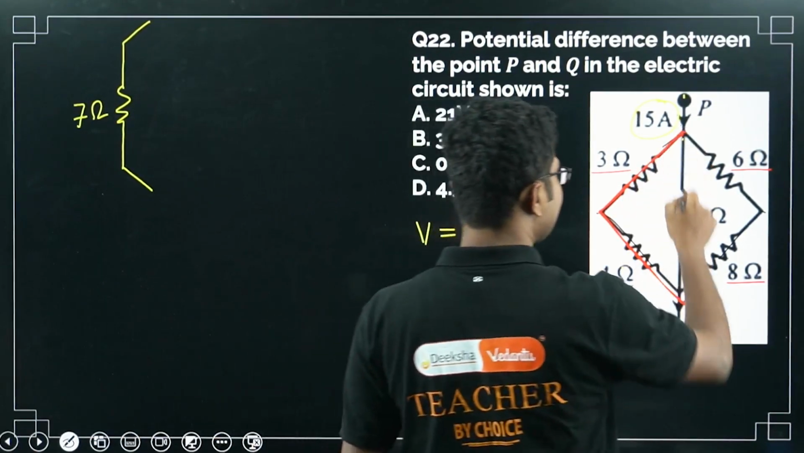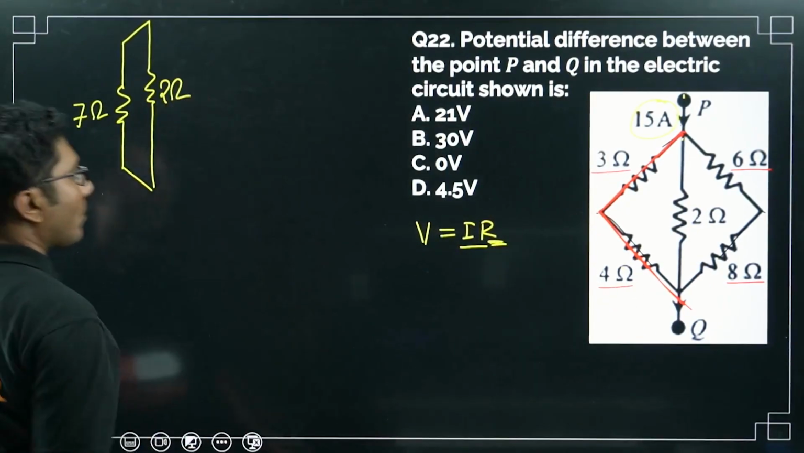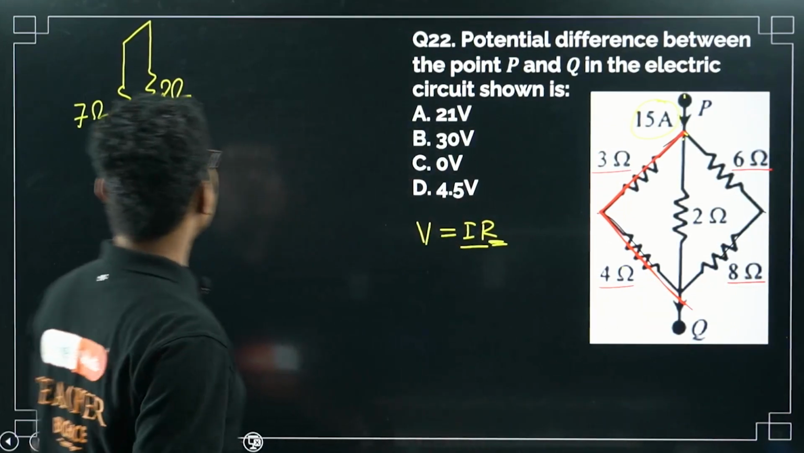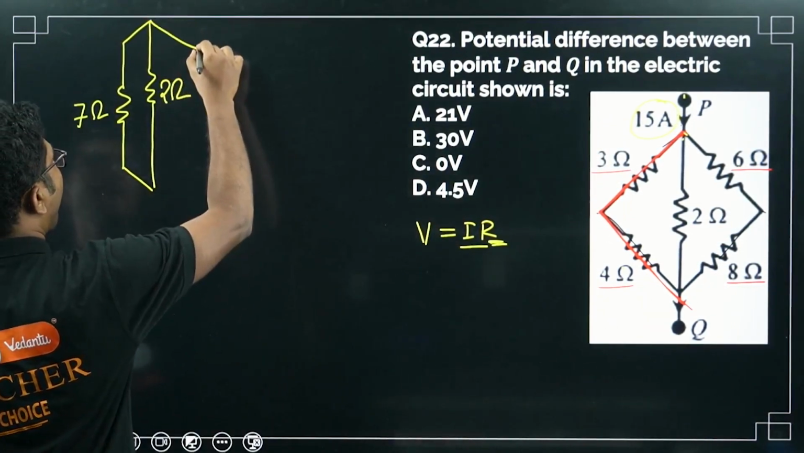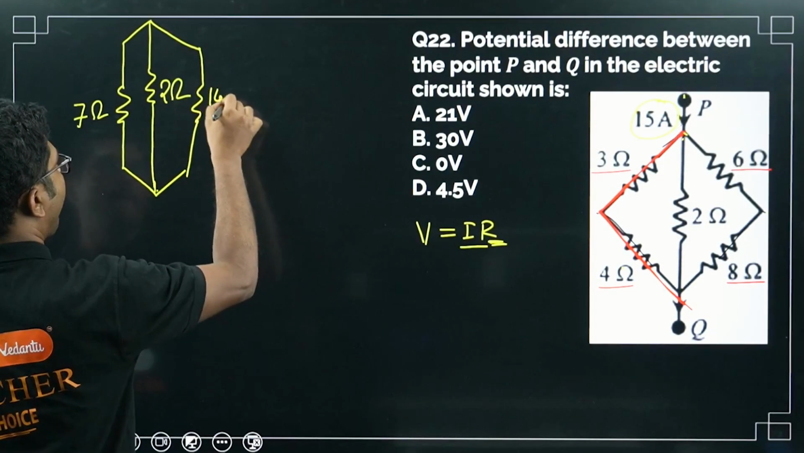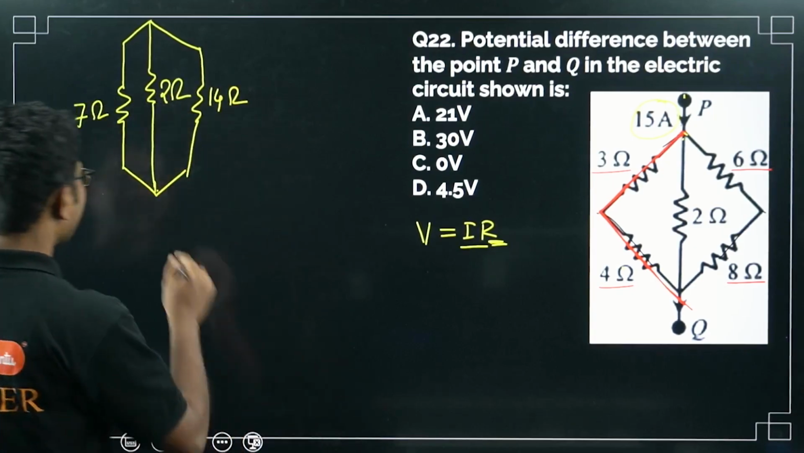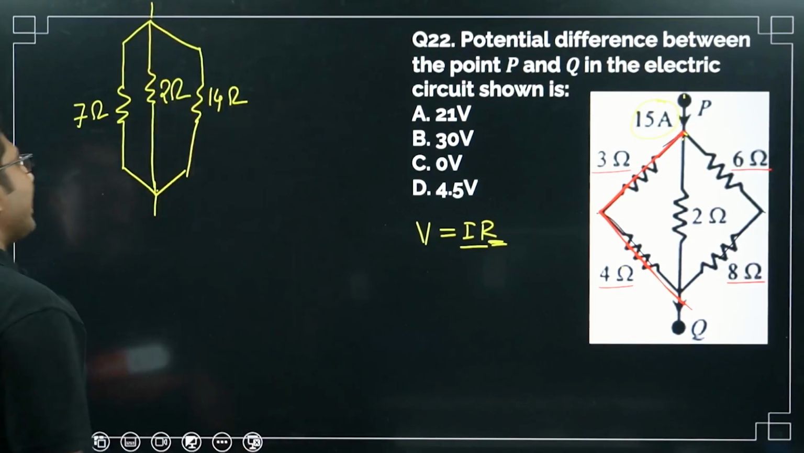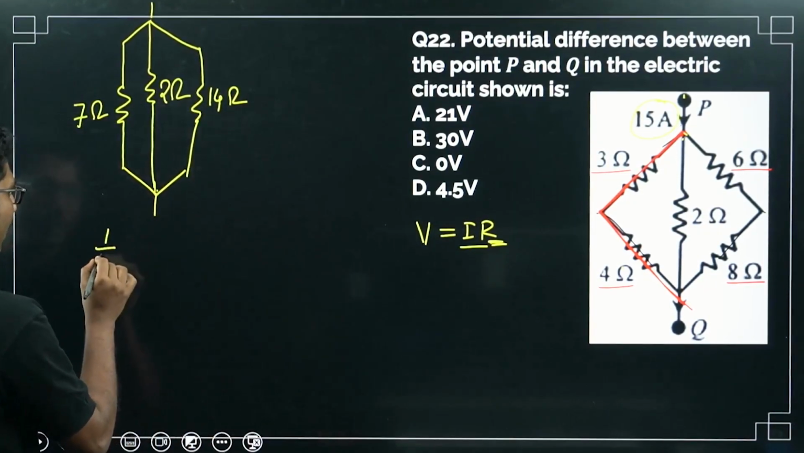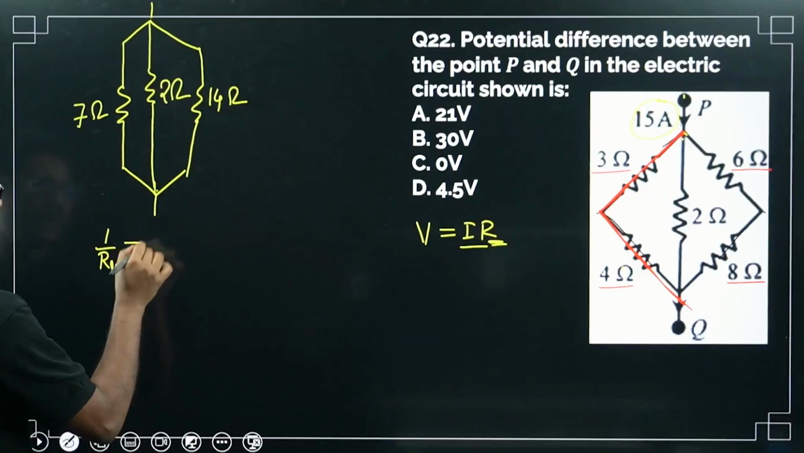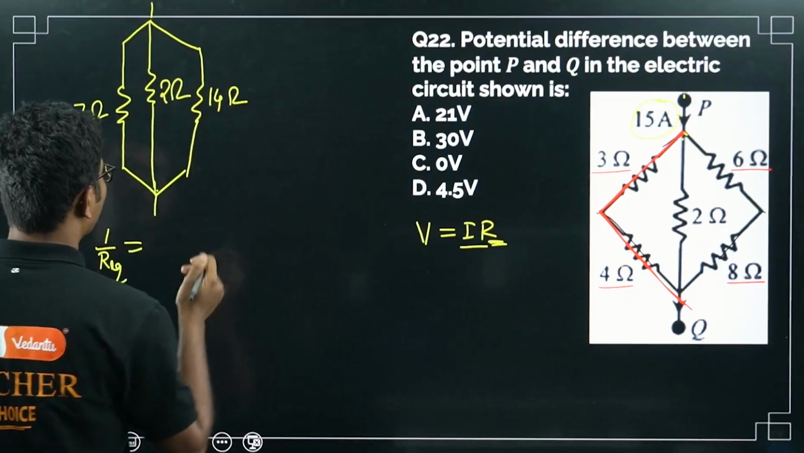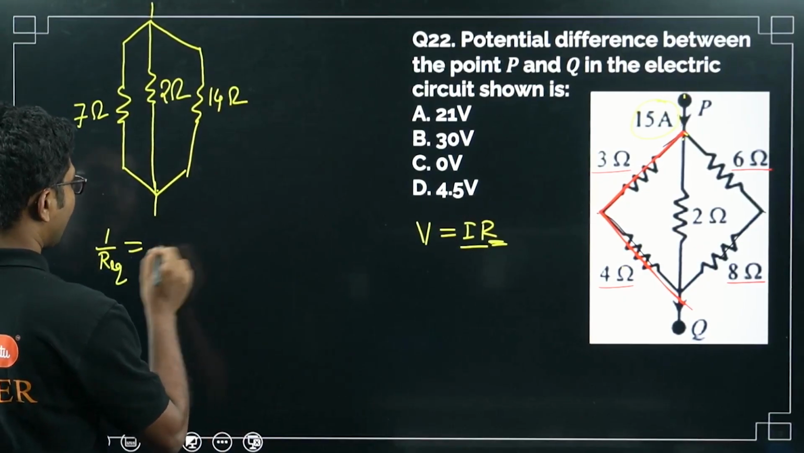Next is this one, a single resistance, and these two are connected in series, so 6 plus 8 is 14. So these three resistances are now connected in parallel. How can we calculate the equivalent resistance? 1 by R eq. Be very careful: with three resistances, you cannot apply the formula that I taught you, so you have to apply this method.